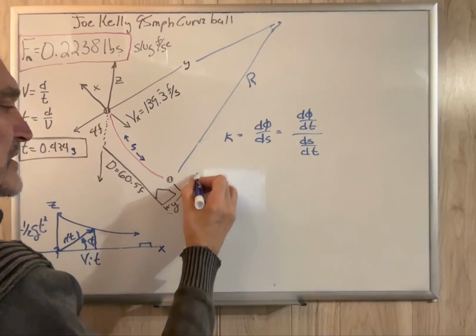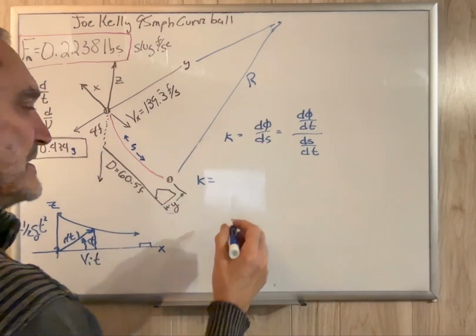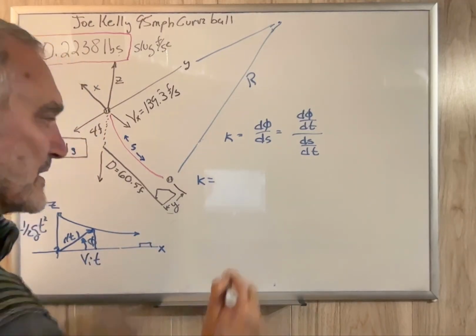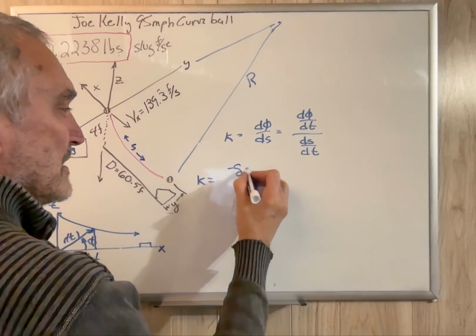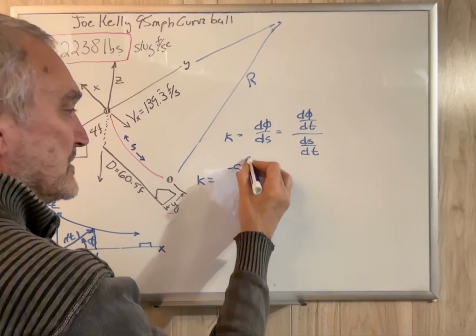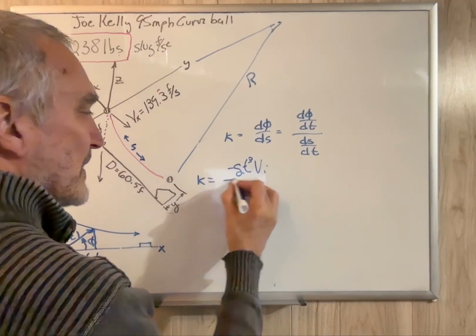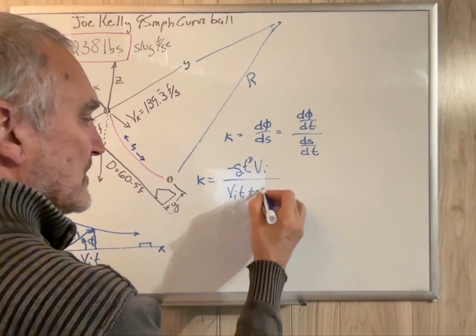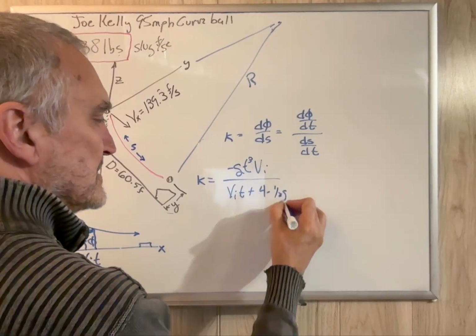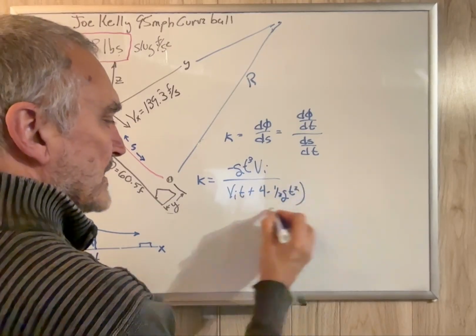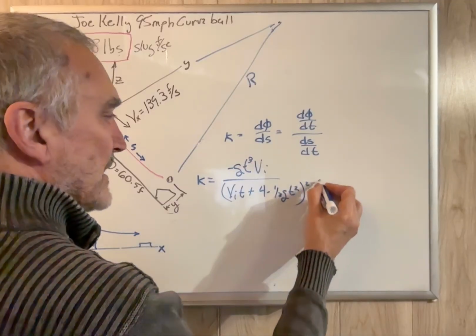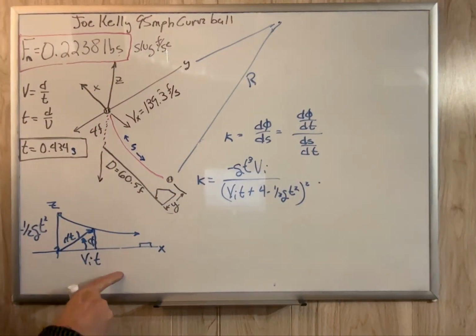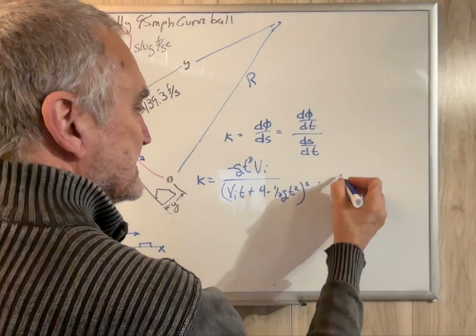All right, that's going to be my curvature. Let's look at that. So curvature, I know my d phi dt, and that's going to be that horrible looking thing. It was minus g t cubed velocity initial divided by velocity initial time plus 4 minus 1/2 gt squared. And you got to square all this thing here. And now we got to find ds dt. We already know that.